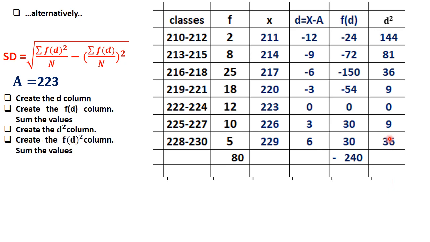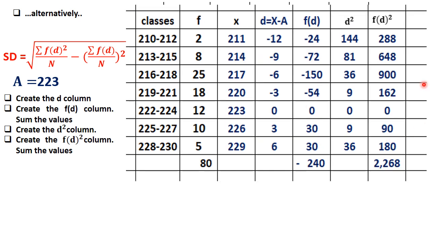Now we go to the f of d squared column, and we also need to sum the values. So there it is, 288, 648, and all that. But how do we get them? We have the f's times the corresponding d squared. So 2 times 144 is 288. 8 times 81 is 648. 25 times 36 is 900. 18 times 9 is 162. 12 times 0 is 0. 10 times 9 is 90. 5 times 36 is 180. And you add them, you get 2,268.